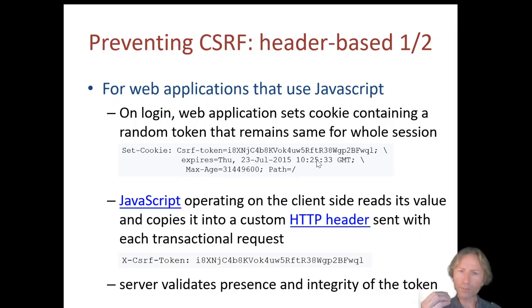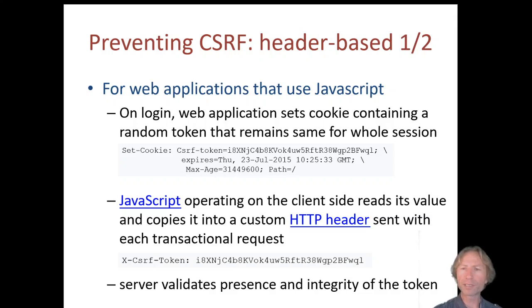But now the JavaScript of the web application will, every time it interacts with the server, obtain the cookie because it can, and then copy that into a new HTTP header. In this case, we've called the new header X csrf token, right? So this value that was in the cookie was copied into this new HTTP header, and that will be sent to the server, and that's what the server will validate.